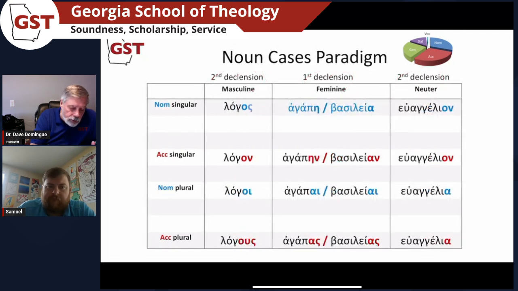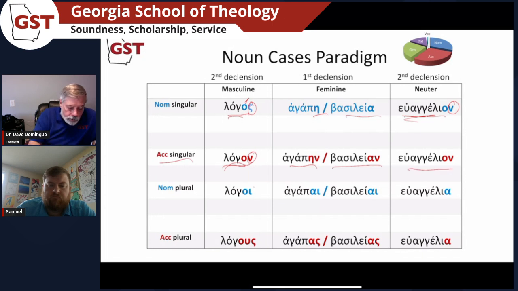Now, okay, and then you put it within the text. Logos, there's our nominative singular with the connecting vowel, logon. So this is definitely an accusative singular. It's a masculine word, so I know this is where it falls. So we do agape, basileia, euangelion. There's our neuter. This is a neuter word. In the accusative, logon, agape, basileion, legion.